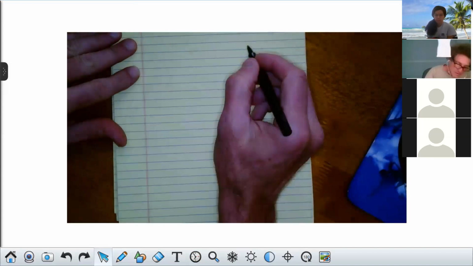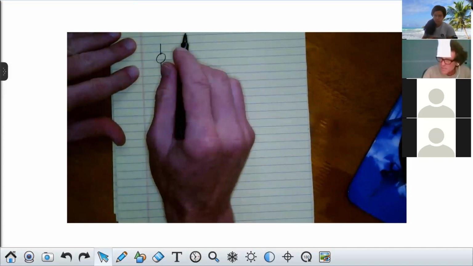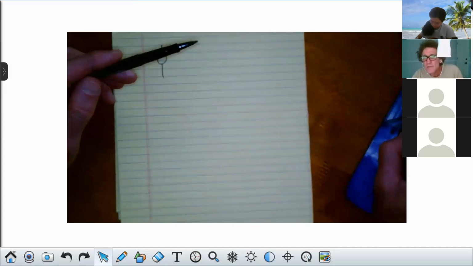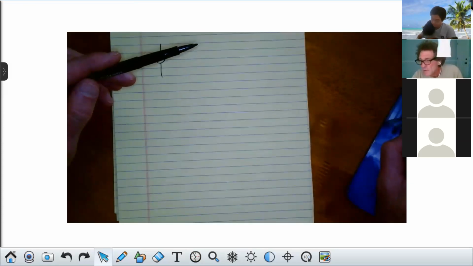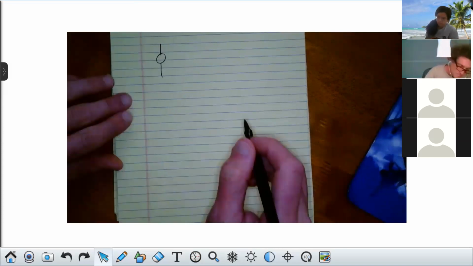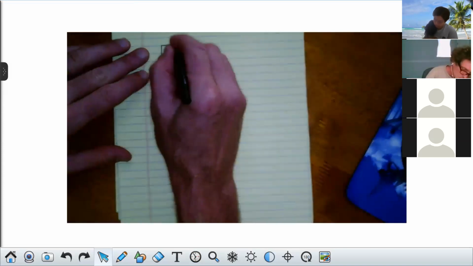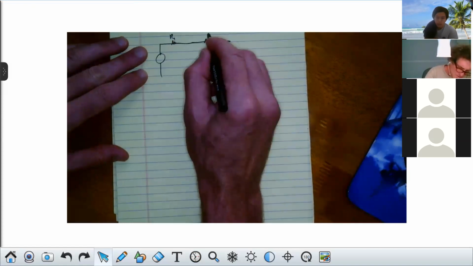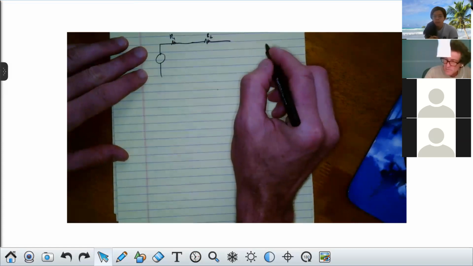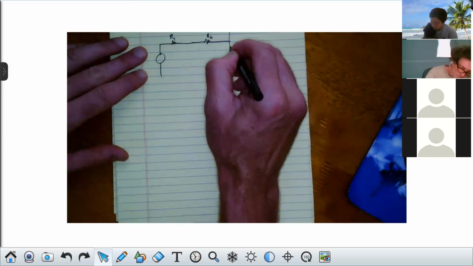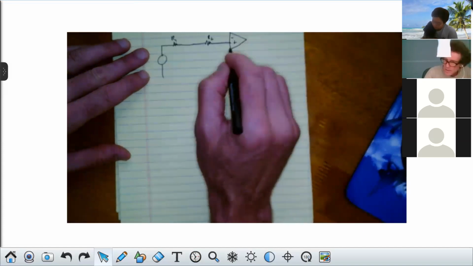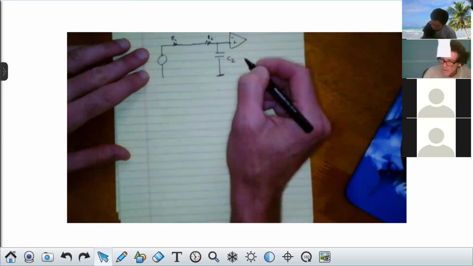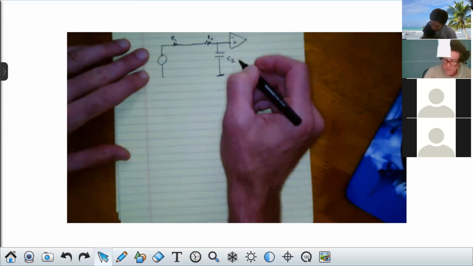All right, so let me just do this. Is that first resistor R1 or R2? First resistor is R1. Then they have R2. Didn't we work this one? Yes, sir, it's just my notes weren't really clear on it, unfortunately. That's all right. And then they got a C2 here, and we got a C1 here.